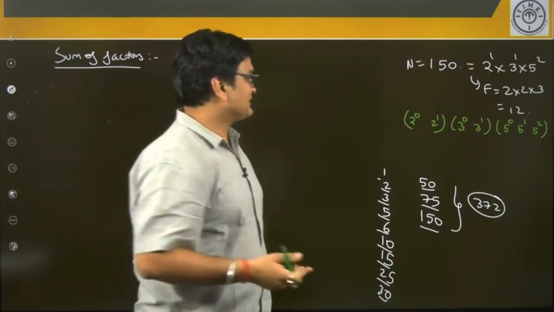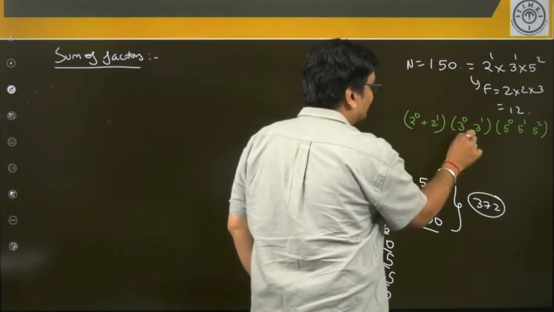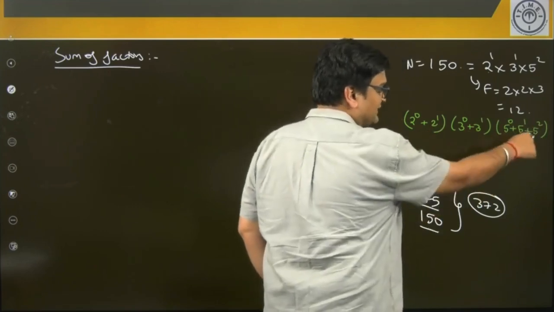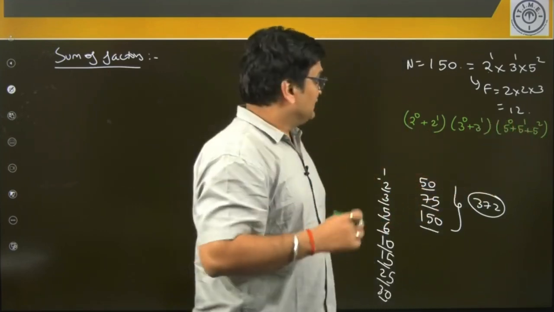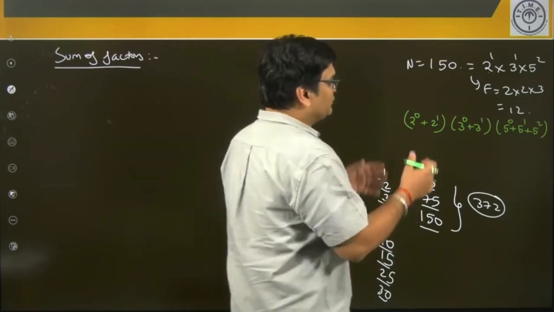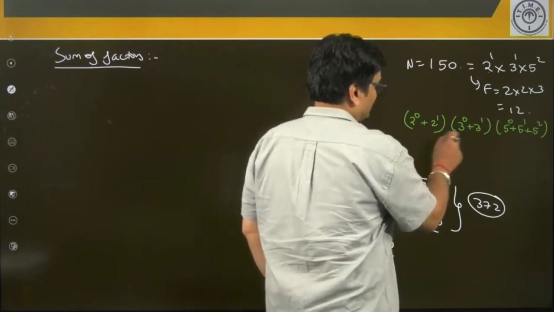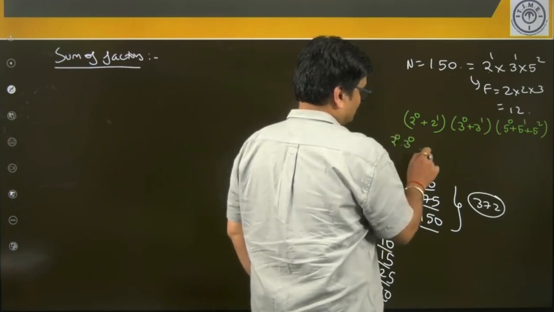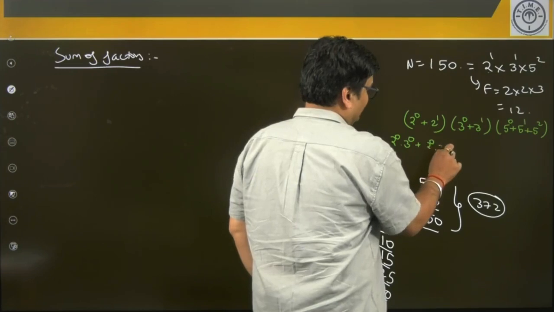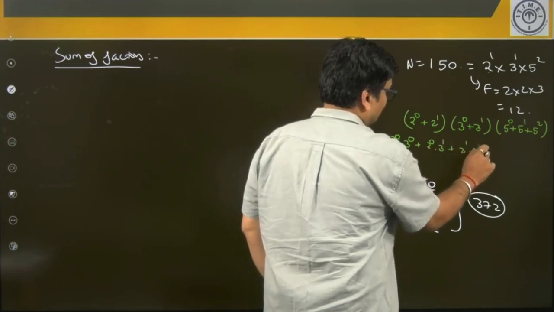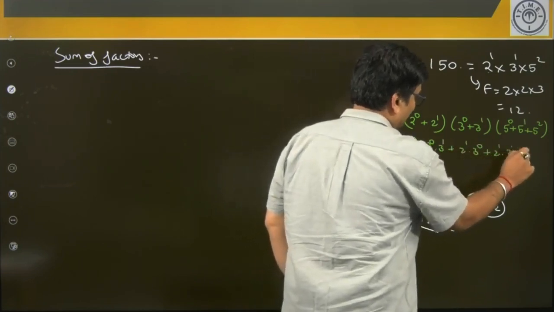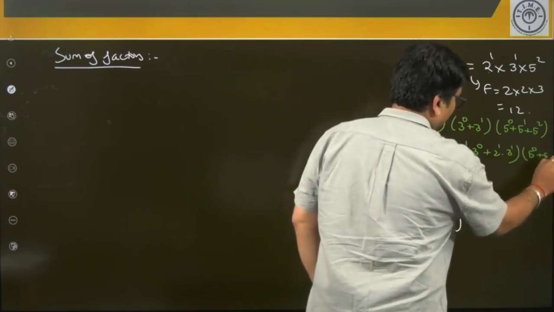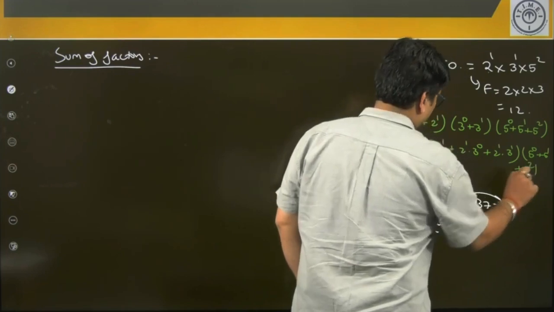Please notice what happens when I add up these possibilities. Possibilities for 2, possibilities for 3, possibilities for 5 when I add them up. Now please note what happens further when I open up the brackets. Let us see what happens. So when I open this up, 2 power 0 into 3 power 0, 2 power 0 into 3 power 1, 2 power 1 into 3 power 0, 2 power 1 into 3 power 1, right? Into further 5 power 0, 5 power 1, 5 power 2, okay?